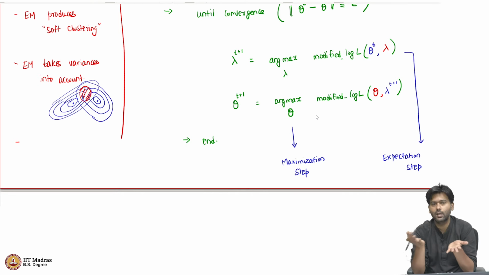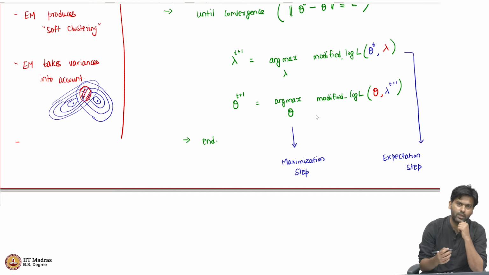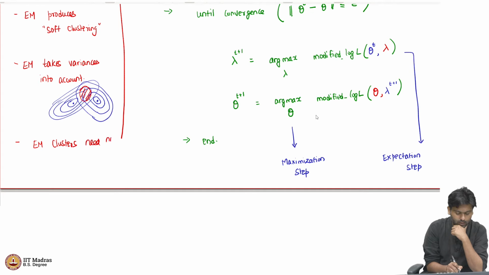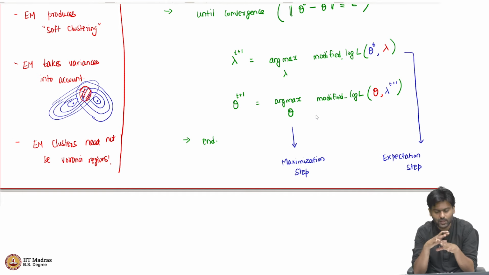And now, these clusters need not necessarily be Voronoi regions, right. Because you are calculating variances and so on, EM clusters need not be Voronoi regions. Even if you do not have Voronoi regions, especially in places where clusters overlap, EM does a much better job of assigning points to clusters, even if you did a hard clustering, than perhaps your Lloyd's algorithm. So, these are some ways to understand the EM algorithm itself, right.